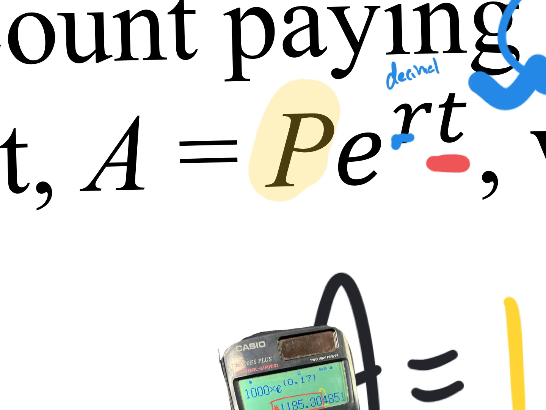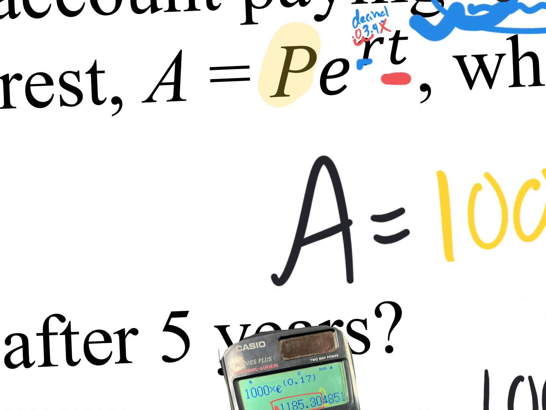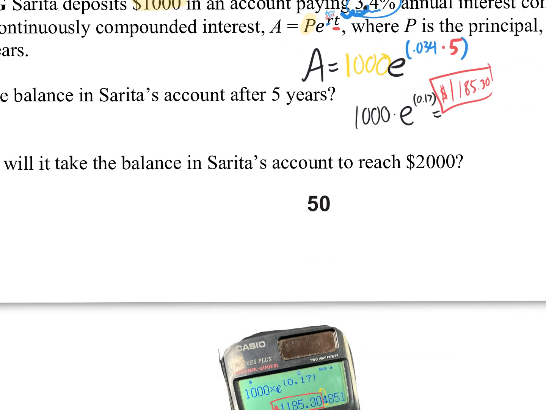Okay, because they provide it to you as a percent, which means that you got to move it 2 spaces over. So it was a 3.4%, but that point got moved over 2 spaces, so it became 0.034, no more percent. So you write it as a decimal. And then times time, times the 5 years that they tell us. So I hope that makes sense.